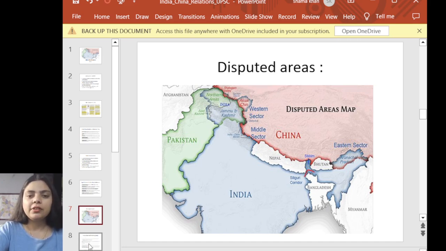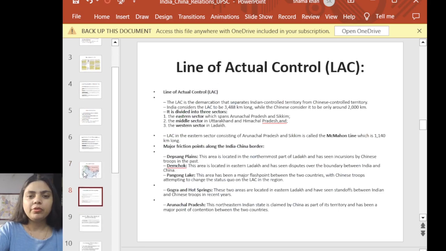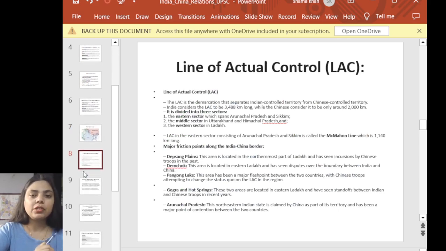So here I have given a quick overview about the LAC, that is the Line of Actual Control. This Line of Actual Control separates Indian-controlled territory from Chinese territory. Here we can see the length claimed by India is 3488 kilometers, and China considers it to be only 2000 kilometers. These three sectors I have already explained: the eastern, middle and western sector.